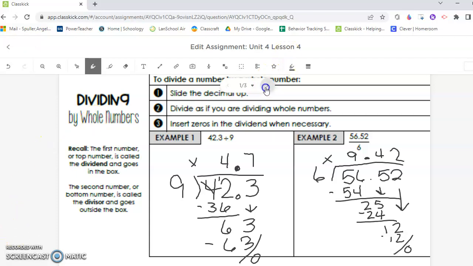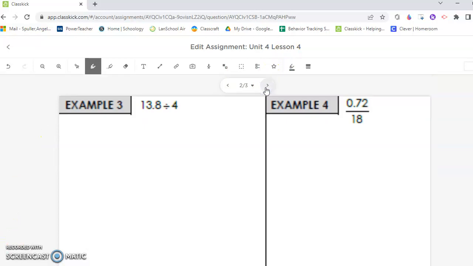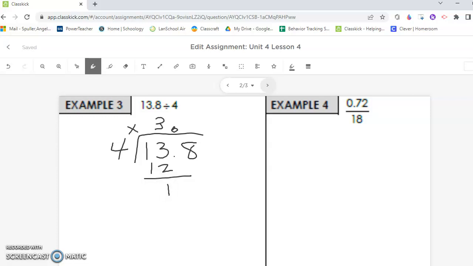Great job. Let's practice some more. So here we have 13.8 divided by 4. Moving that decimal up. 4 goes into 13 3 times because 3 times 4 is 12. I'm subtracting that, I get 1. I'm going to bring down my 8. 4 times 4 is 16 minus 2.